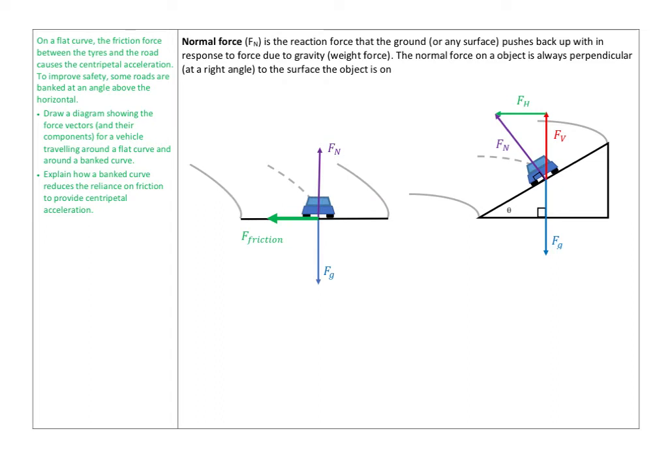So, just what do we need to know? On a flat curve, the friction force between the tyres and the road causes centripetal acceleration. So, we've got a car coming around a bend on a flat road. Basically, the weight force is down due to gravity, and the normal force is straight back up. But there is friction between the tyres and the road, and that friction is directed towards the centre of the circle, and that keeps the car moving in circular motion. If you lose that friction, that's where your car will slide out and won't continue going in a circular motion.